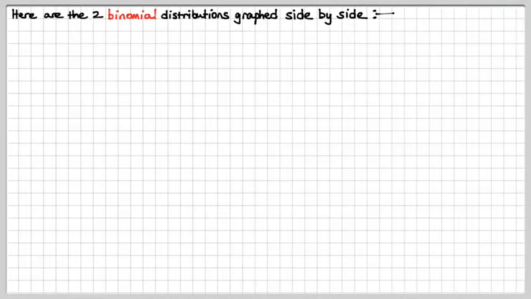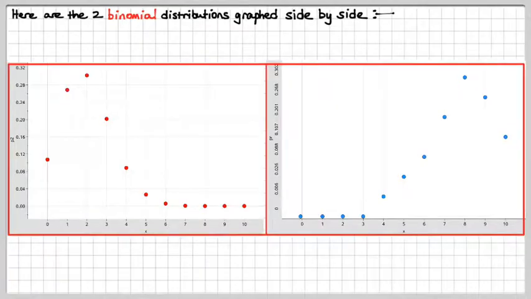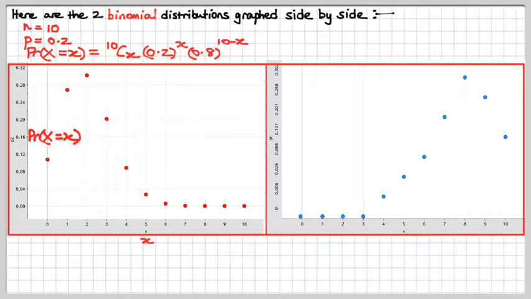Now, I was not able to plot them on the same graph because my computer won't let me do that, but I did them side by side for you, okay? So there they are. Beautiful, aren't they? And that's just summarising. N was 10, P was 0.2 for the probability of success of any one trial, and that's the formula that I used to calculate all of these individual values of X plugged in there. Those are the probabilities that I got plotted there.